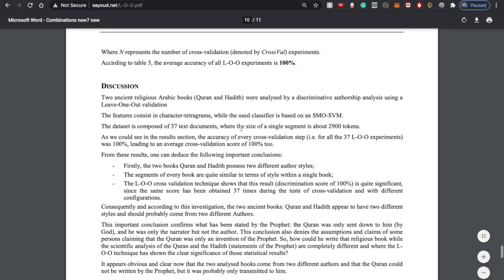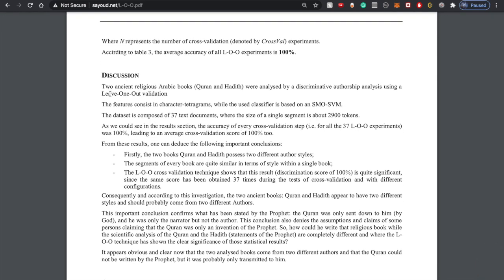So discussion. Let's look at that. So they found that there was discriminative authorship.